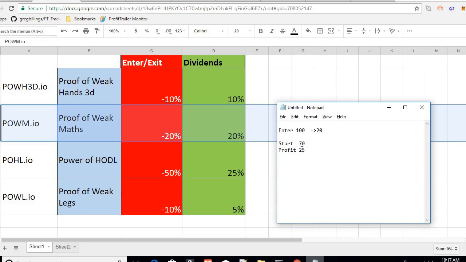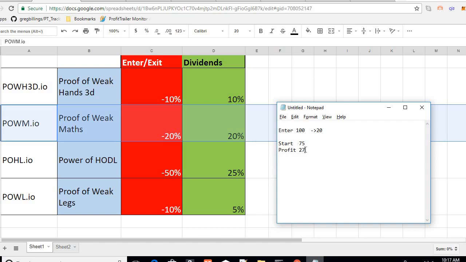regardless. If somebody buys, your profit will go up. If somebody sells, your profit will go up. But your value will go down if more people sell, and if more people come back and buy the contract, your value will go back up. So that's how the game is played.